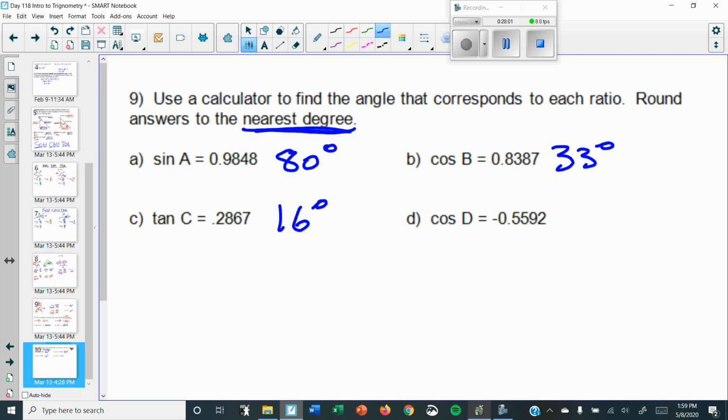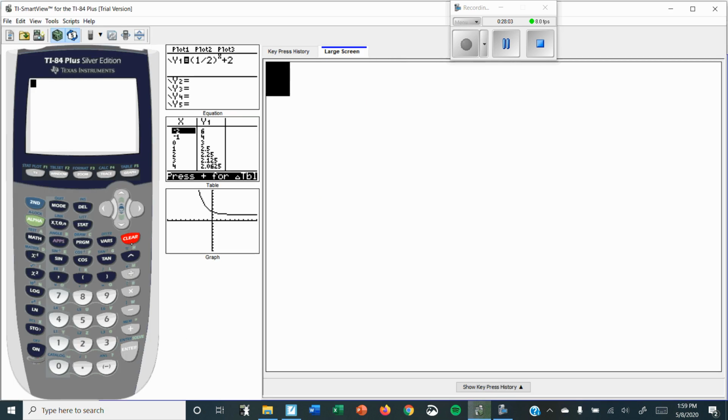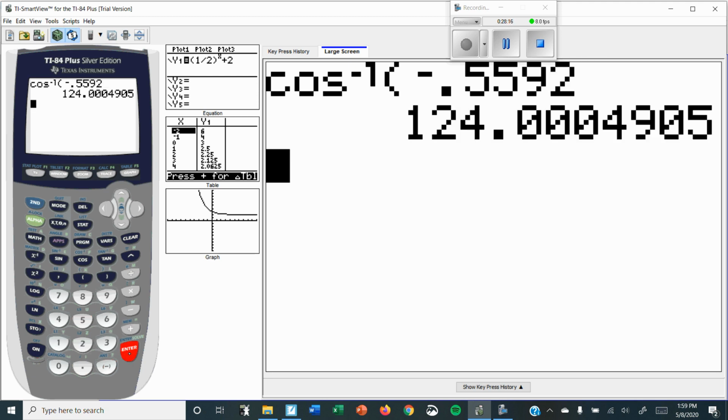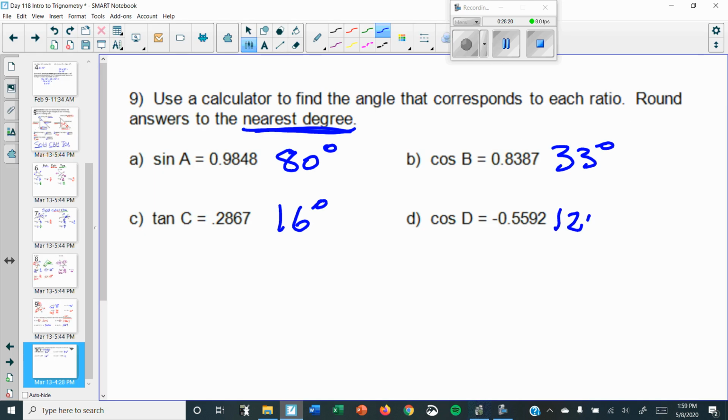And the last one is cosine. So second cosine, since we want to find an angle, negative, and don't forget about the negative point. You don't need the 0. 5592. And you get 124 degrees, and there it is.